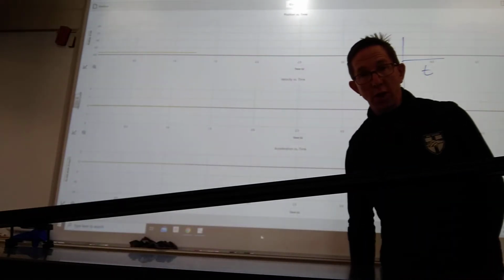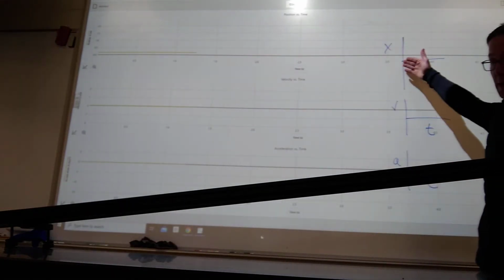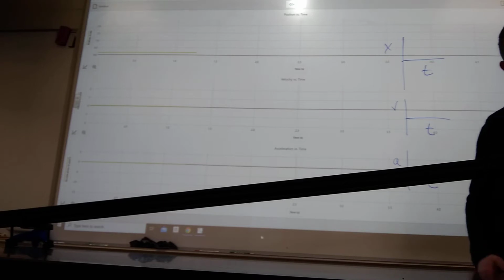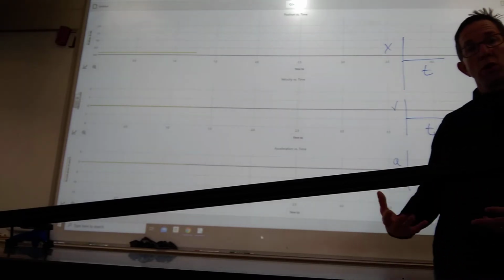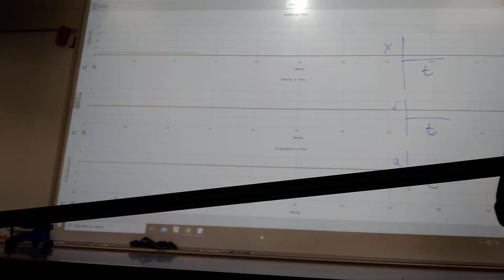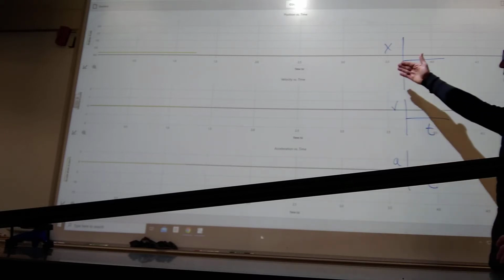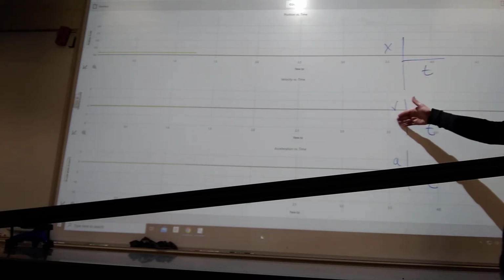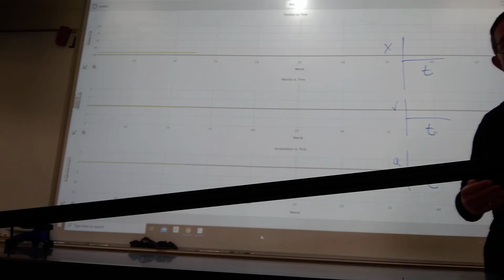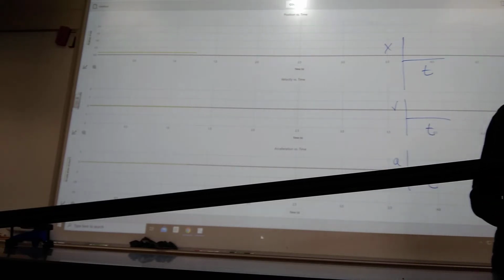So what I want you to do on your paper is create a position versus time, velocity versus time, and acceleration versus time graph. There's no need to add any numbers, we just need the two axes. And I want you to draw what you predict the shape of the three graphs will be. As you're doing that, think about what the starting position, velocity, and acceleration will be, and also whether each of those is going to be changing or staying the same.